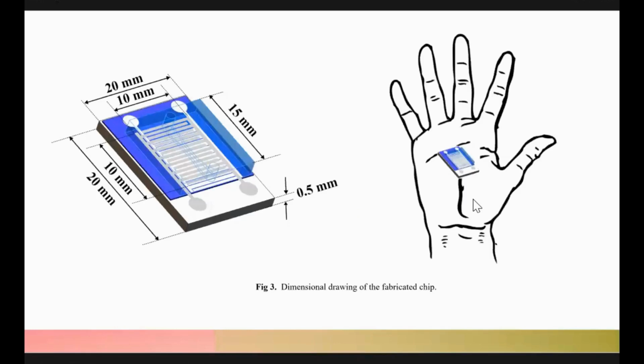So here is a visual representation of how the chip looks and what the actual size of the chip is in terms of one of our pens. You can see that it is quite compact and very much portable in nature.